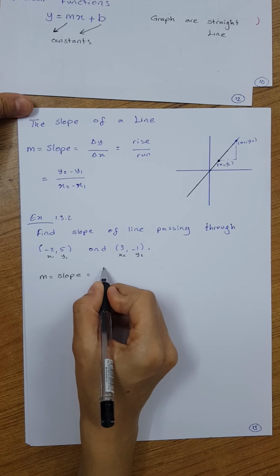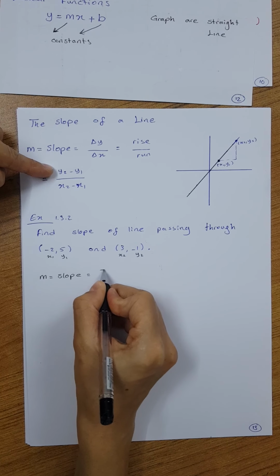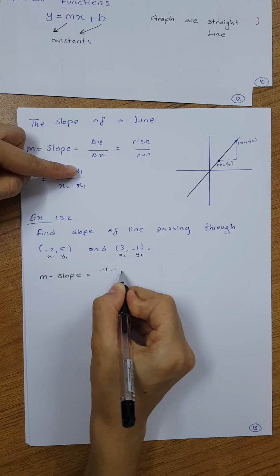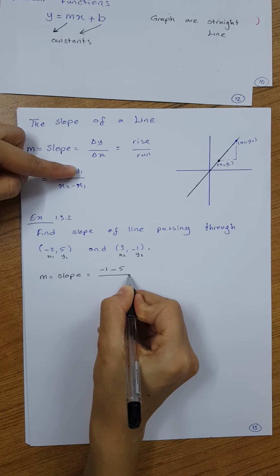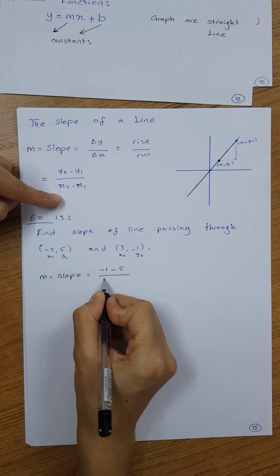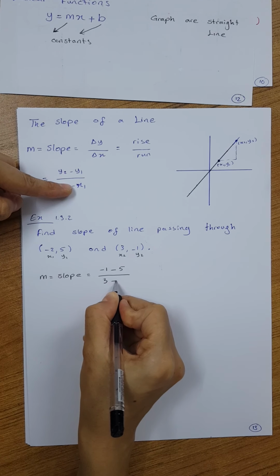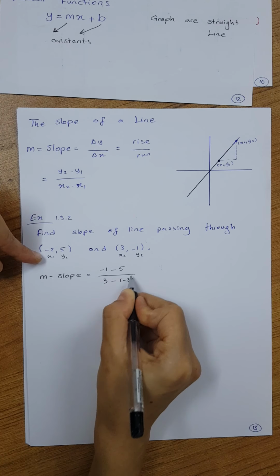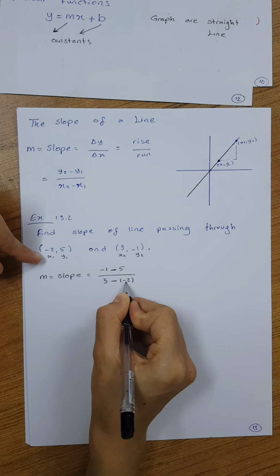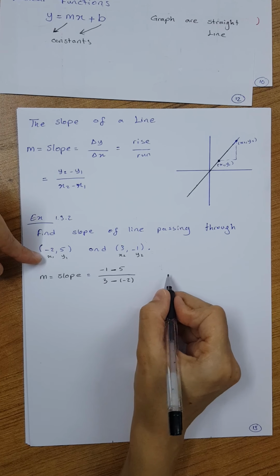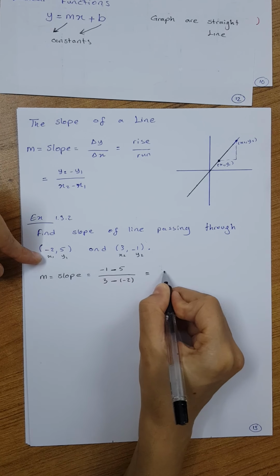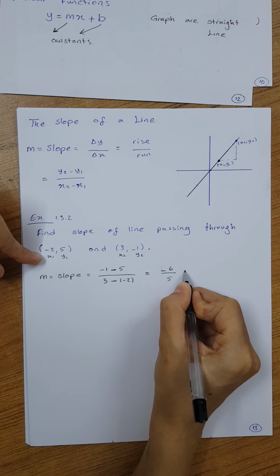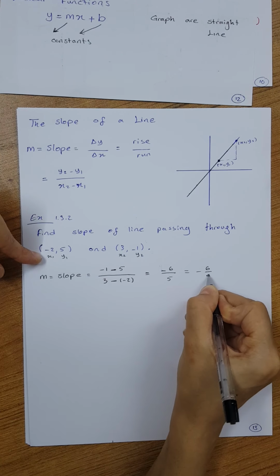So that one is equal to what? y2 is minus 1. I'm grabbing the minus from the rule, and y1 is equal to 5, over x2 is equal to 3. Then I'm putting that minus in here. x1 is negative 2. Please do not forget that negative 2. That one is from the rule, and that negative represents the negative in the x1. So that one is equal to negative 6 over 3 plus 2, which is 5. So that one is minus 6 over 5.